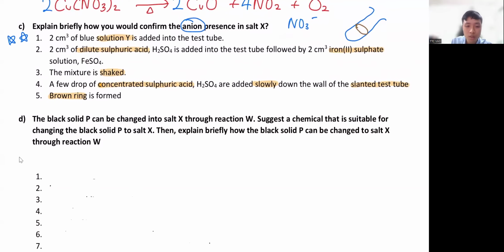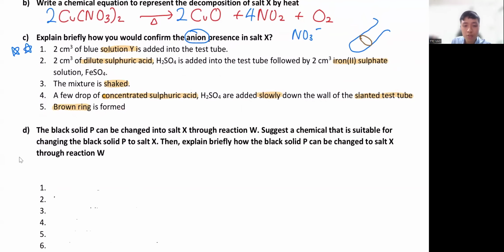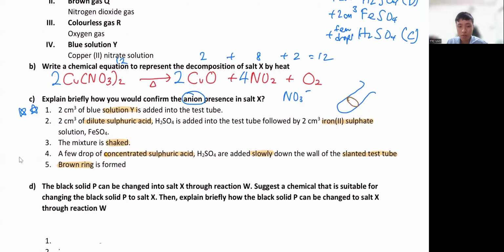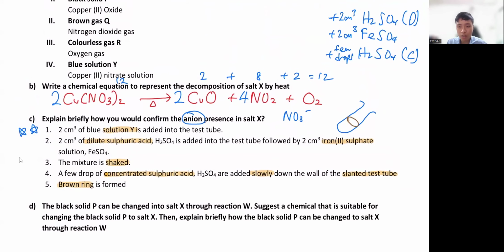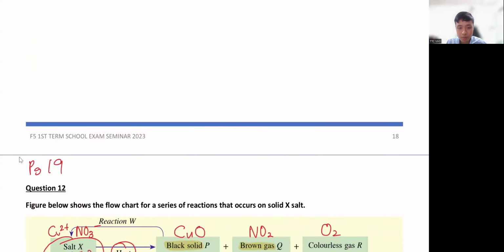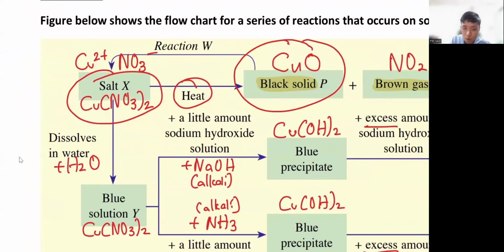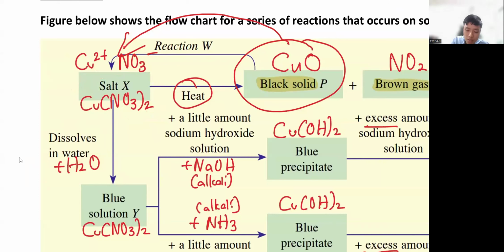Okay, last part. A black solid P can be changed into salt X through reaction W. Suggest a chemical that is suitable for changing the black solid back to salt X. So now this question is a bit tricky. Not to say tricky, but normally you don't realize. They ask how do I change this to go back to this, meaning how do I prepare this salt? This word prepare, they realize.